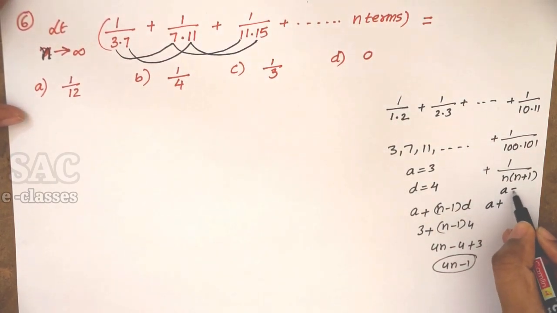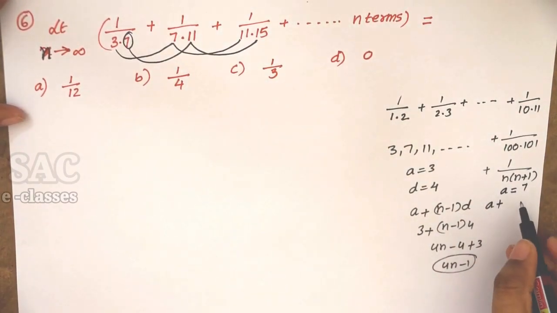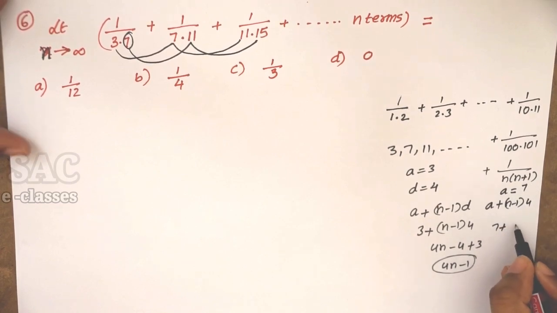Obviously you can guess the nth term of the next one also by using the same. But here the a value, that means the first term, is 7. Common difference is 4. 7 plus n minus 1 into 4, 7 plus 4n minus 4. You may get that 4n plus 3.